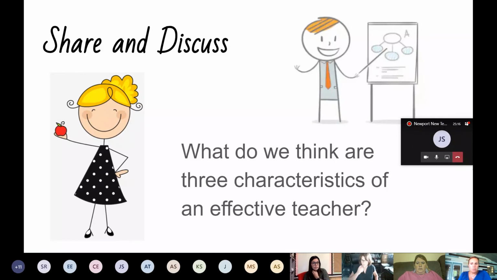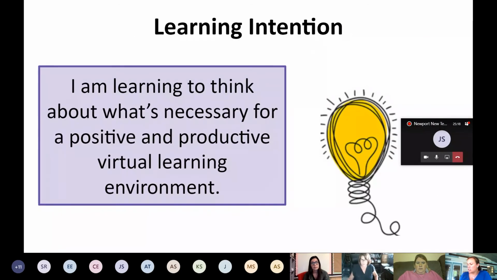So our learning intention for the next hour and a half, or hour and 20 minutes, is to think about what is necessary for a positive and productive virtual learning environment, okay? So that's our goal. This is what we're going to think about for the next hour and 20 minutes.